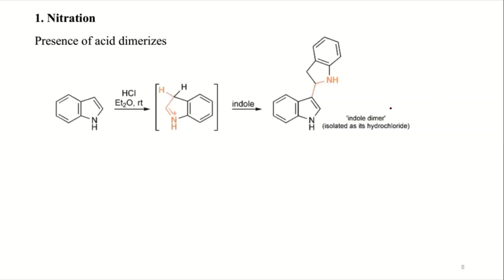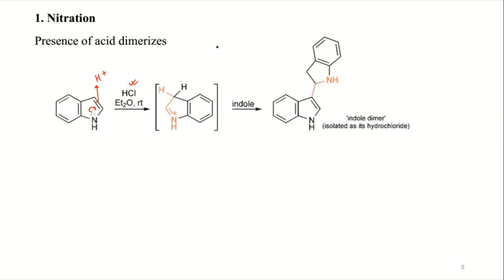Okay, now this is the indole. If you use the acid, what people have confirmed is that if you have the acid present at room temperature, it undergoes a kind of dimerization. So first you have protonation. Indole prefers to be protonated at this beta position rather than N protonation. Okay, so that happens here.